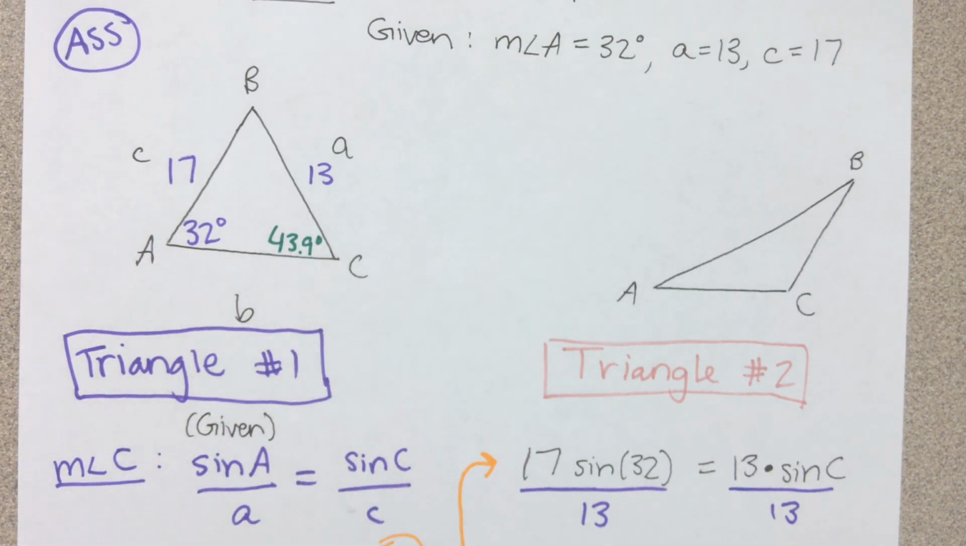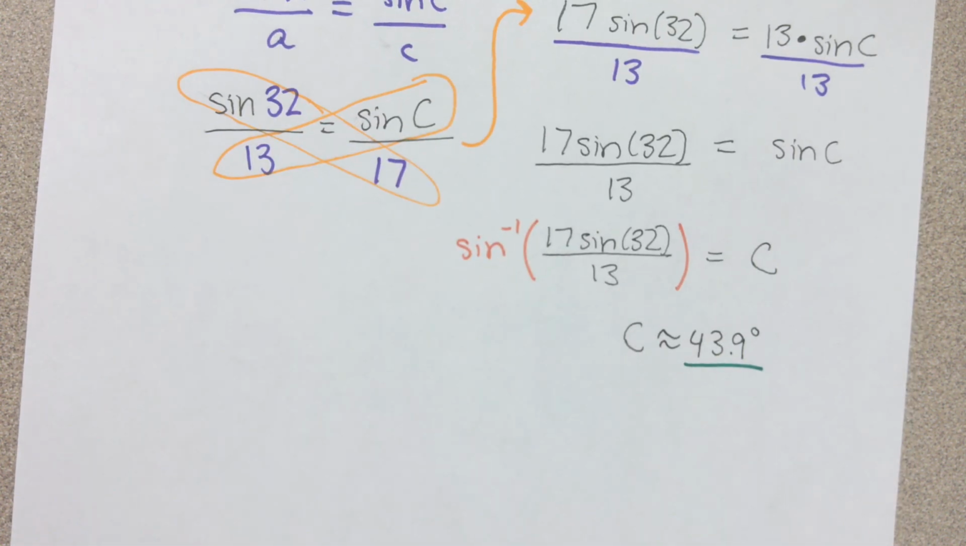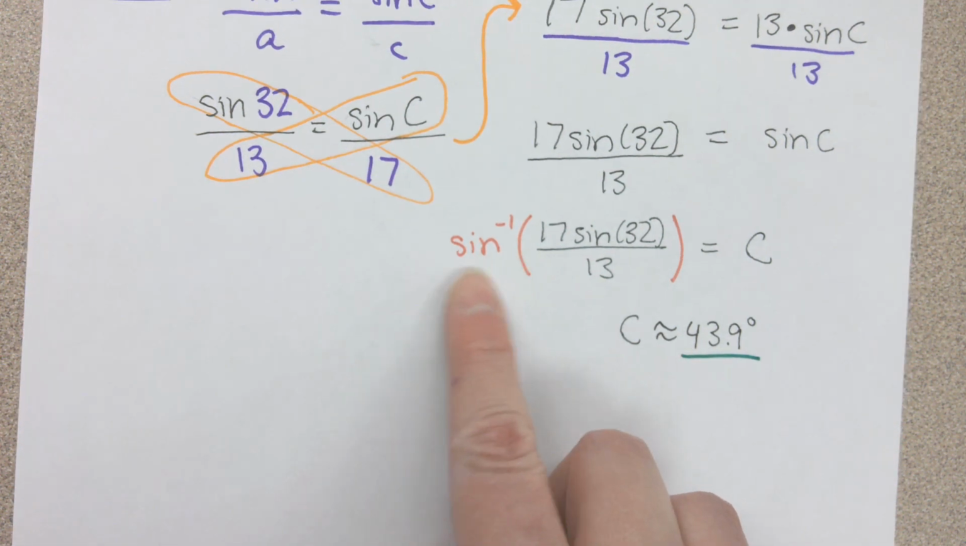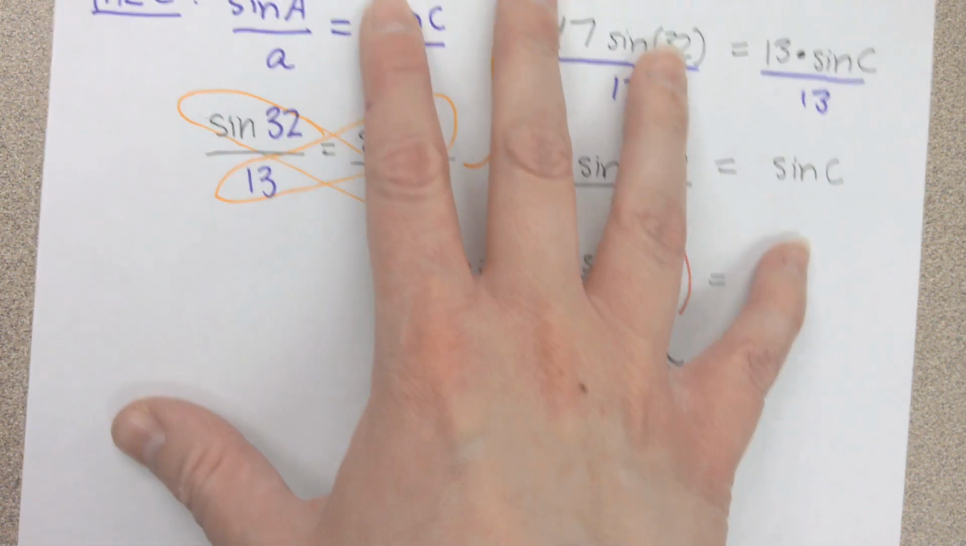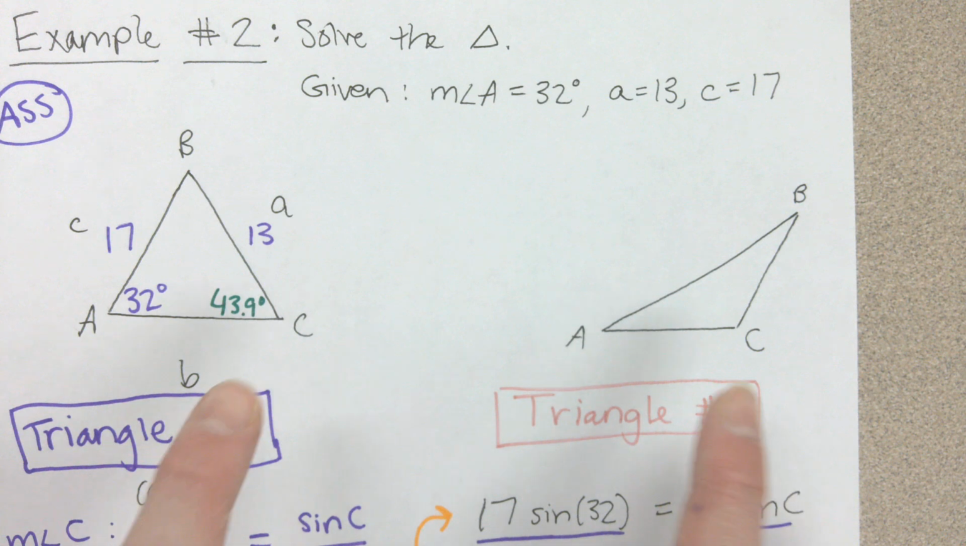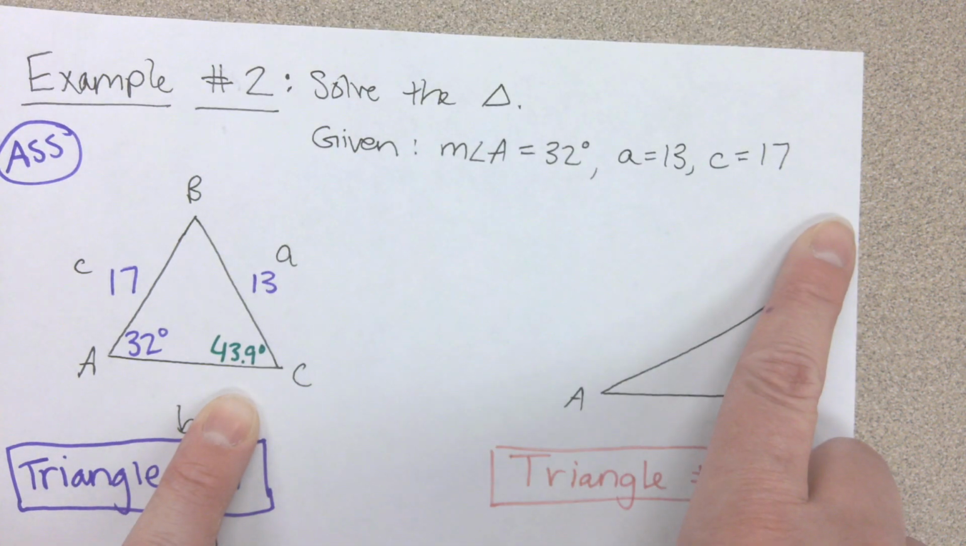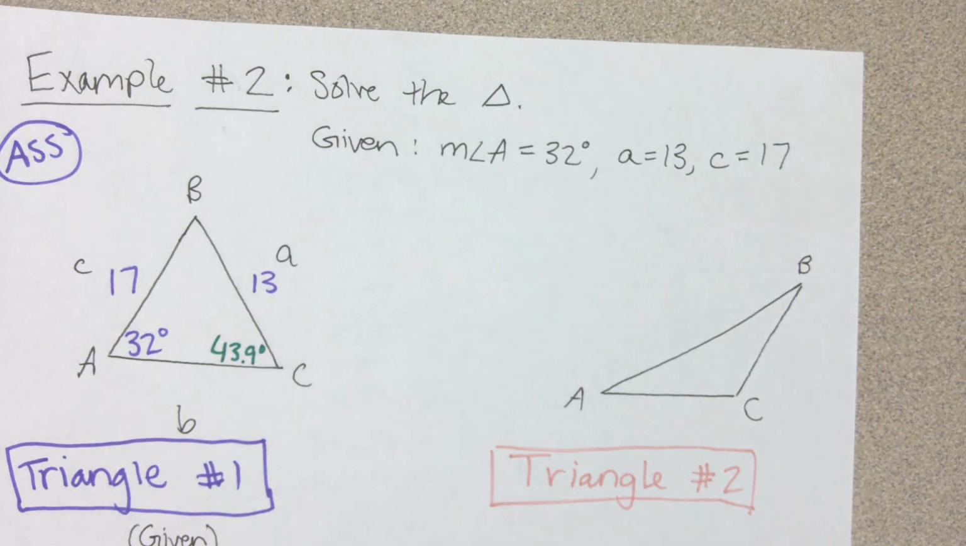be acute or obtuse. The question is, is C acute because it's acute, or is it acute because inverse sine won't give me the obtuse angle instead? Because that's the limitation of inverse sine. It won't give you obtuse angles. So you have to go find it. So this is two possible triangles that could be made with this information. Two answers, not one. Okay.